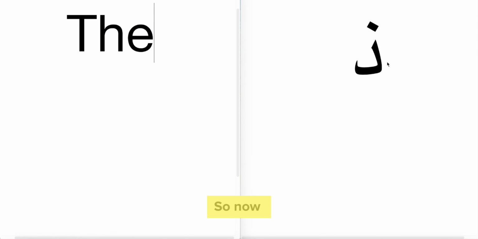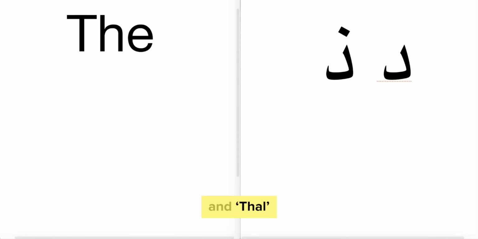So now we have dal and thal. They look almost the same except for the dot that I mentioned above the thal. And they connect the same way to letters. More about connection in a dedicated video.